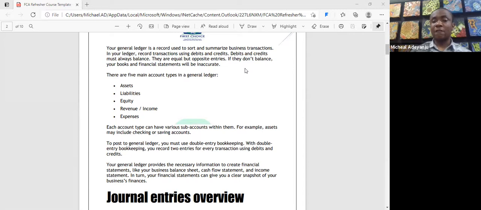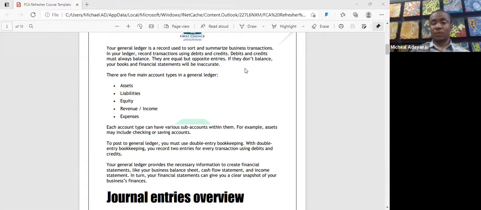Each type of account has various sub-accounts within it. For example, we have assets. What are the examples of assets? They include savings or checking accounts. So assets have several types of examples. For example, you can have your cash account, your bank account, your inventory, your furniture and fittings account, your plant and equipment accounts, your land and building, and so on and so forth. They are all examples of assets.